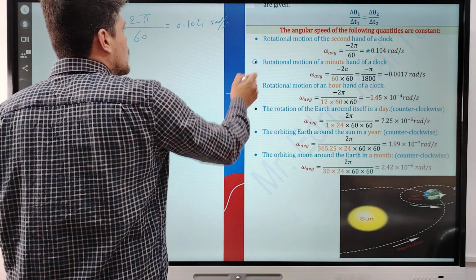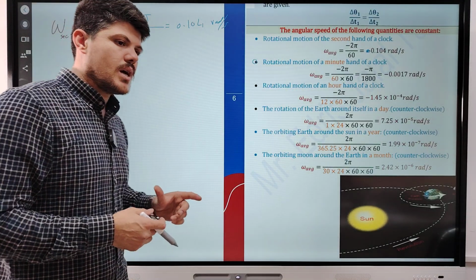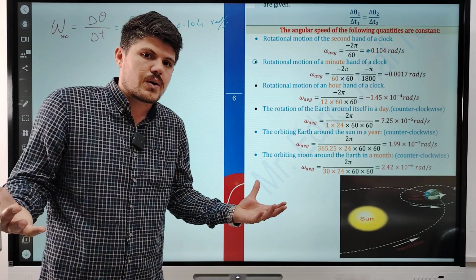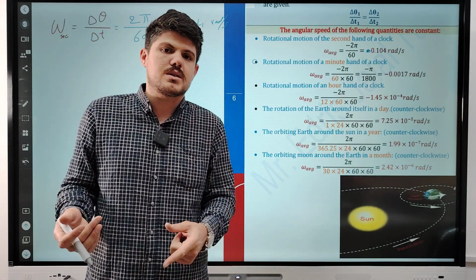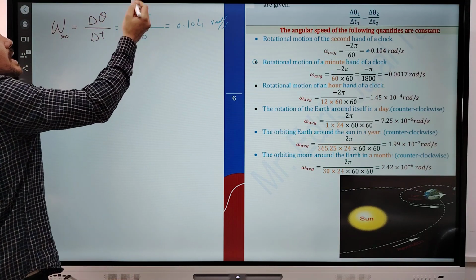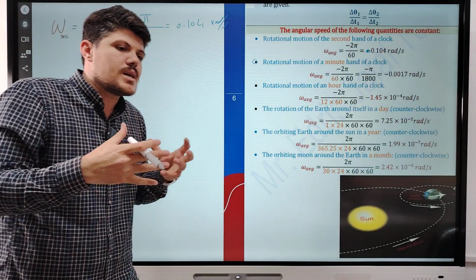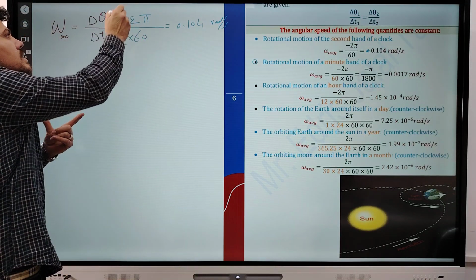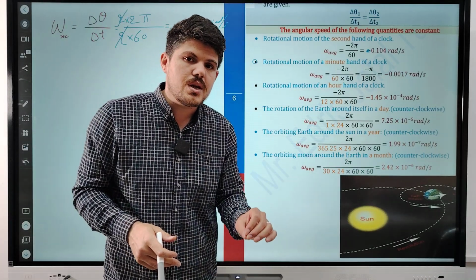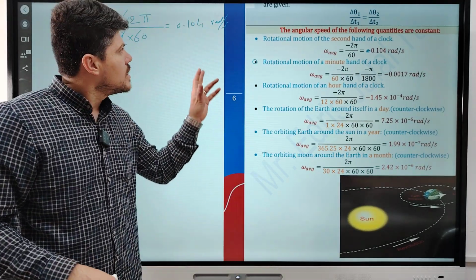Also you can find the angular speed of the second hand for 2 revolutions, for 3 revolutions, for many revolutions, but it is the same thing. There is no difference between the angular speed for 1 complete cycle or for 2 complete cycles. Why? Because for 2 complete cycles, how many rads do we have? 2 times 2 pi. How many seconds do we have? 2 times 60. These 2 cancel with 2. That is why it is the same thing. So the angular speed of the second hand of the clock is constant, and you can find its magnitude like that.